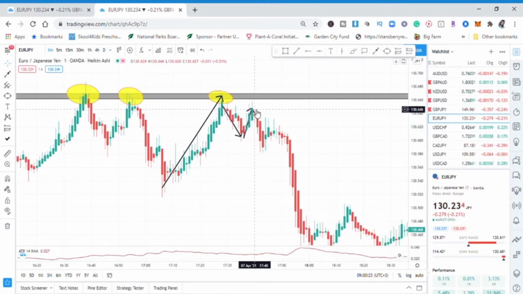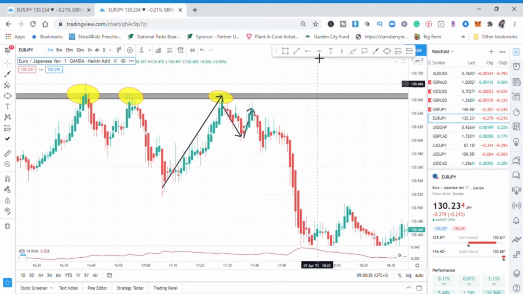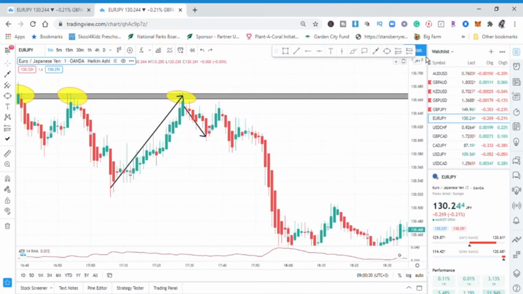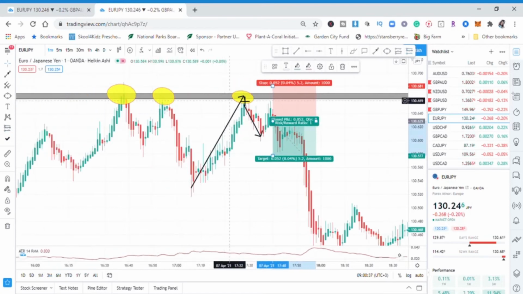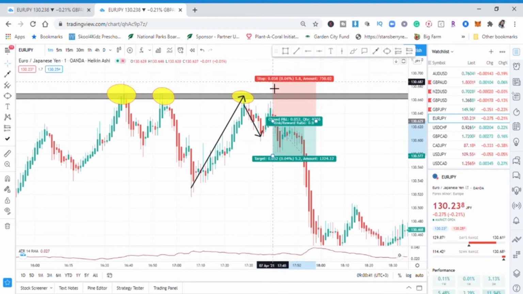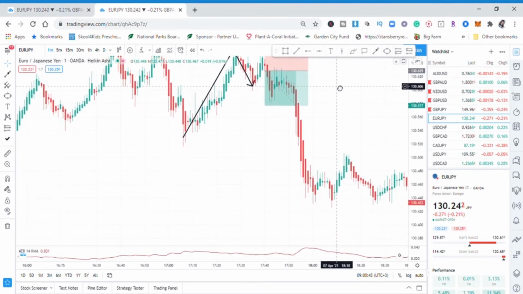So our entry would be this point after now the red candle has formed. So let me just delete that. So our entry should be this point, after now this candle has been formed, that's our entry. And then our stop loss is this high, just above that high.